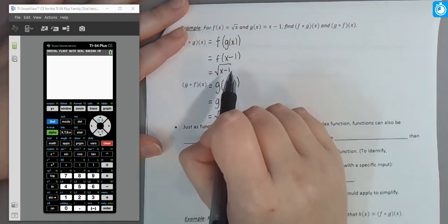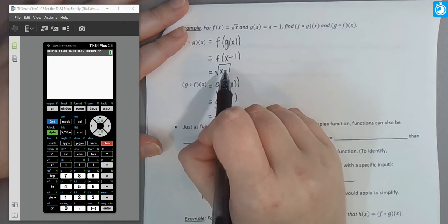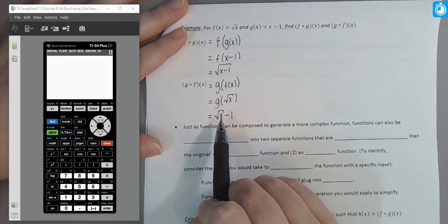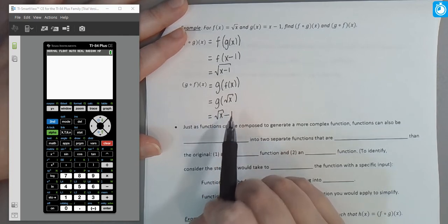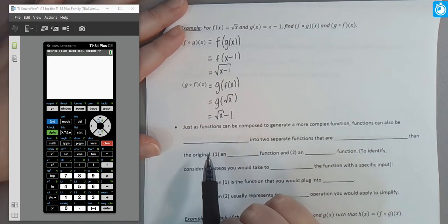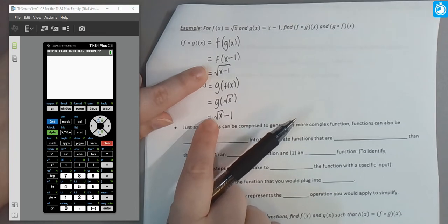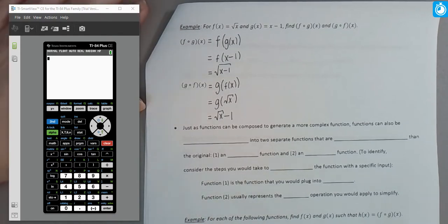So for instance, if you were to plug in an x value here, you would first subtract and then take the square root. Whereas if you were to plug in an x value here, you would take the square root first and then you would subtract. So we have the same operations, they would just be executed in a different order. But in general, these two functions are not the same. They don't represent the same function, again, because composition is not commutative.